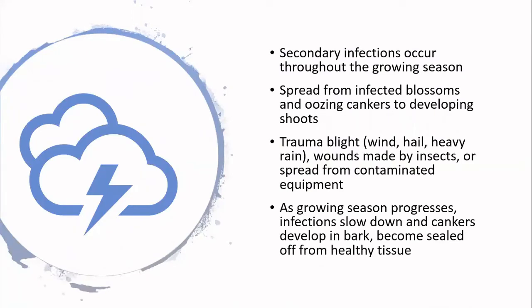So if infection is present in the orchard, then secondary infection can occur throughout the entire growing season, and it can spread from either those infected blossoms or from oozing cankers and infect those developing succulent shoots. All those need are tiny microscopic wounds. So anything that can happen through high winds, through hail, through heavy rains, as well as by wounds made by insects, or can be spread throughout contaminated equipment, say going through and doing some summer pruning.